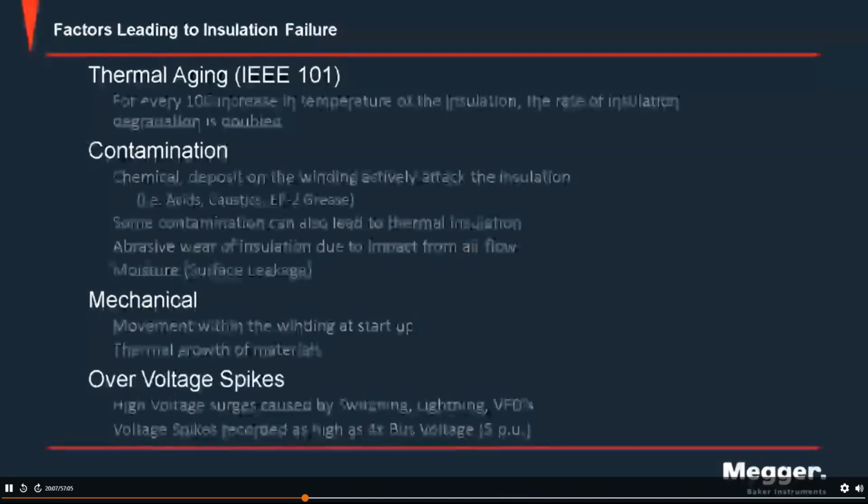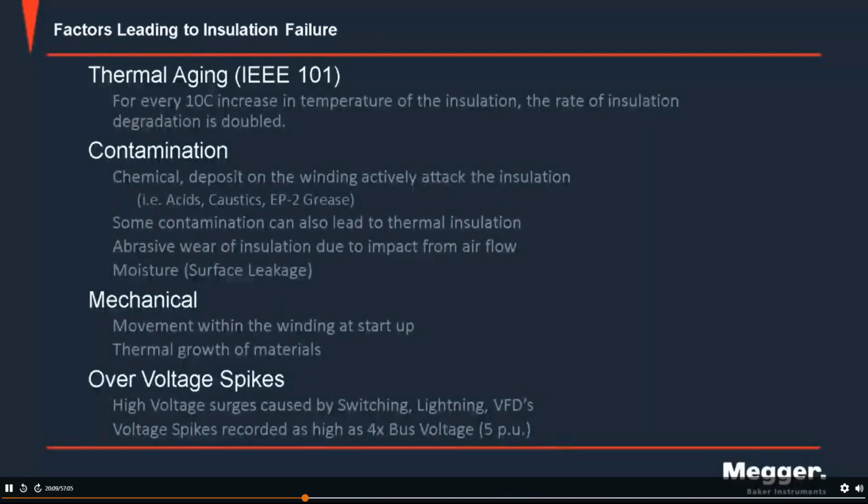So there is a mechanical element there as well. And then I mentioned earlier in the presentation, the voltage spikes up to 4 times bus voltage are constantly impacting that insulation in such a way as to cause it to degrade over time. So VFDs, they switch at a rapid rate, so we're getting even higher stress from those applications that are on variable frequency drives.